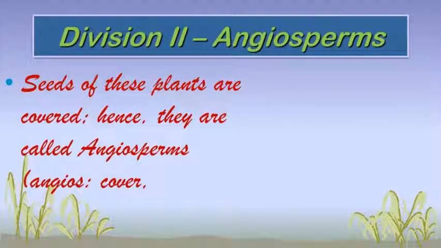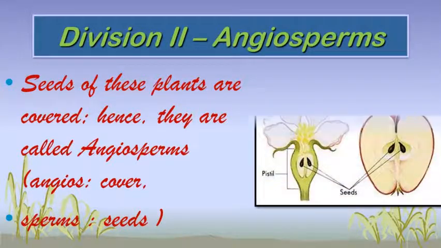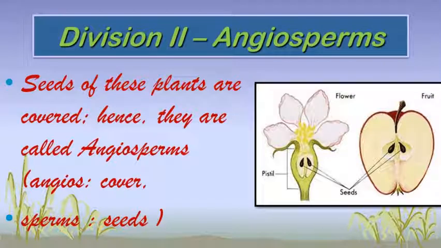Seeds of these plants are covered, hence they are called angiosperms. The meaning of angiosperm is: angios means cover and sperm means seed. In the previous division, gymnosperm, we saw that the seeds of those plants are without natural covering, but in angiosperms seeds are there with a natural covering. You can observe the apple flower and the seeds of the fruit. Seeds of an apple are inside the fruit, and a covering is also there on the seed.